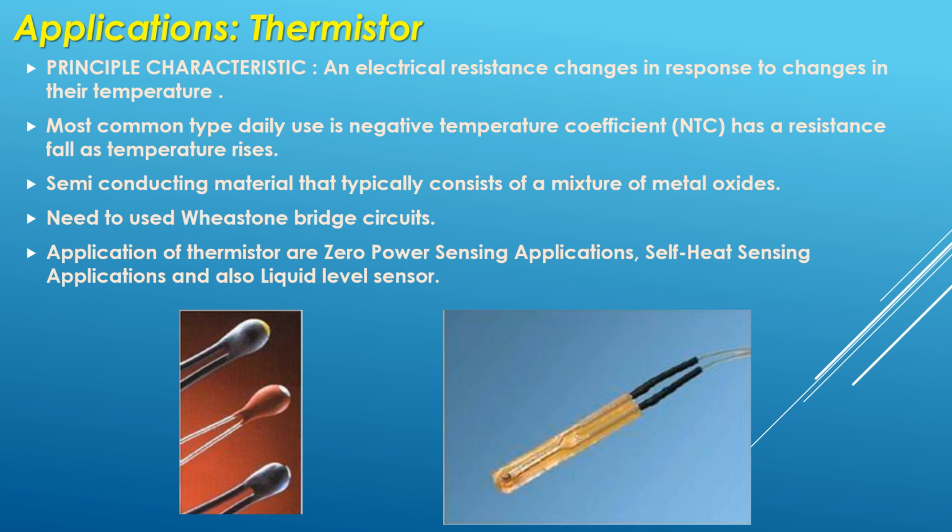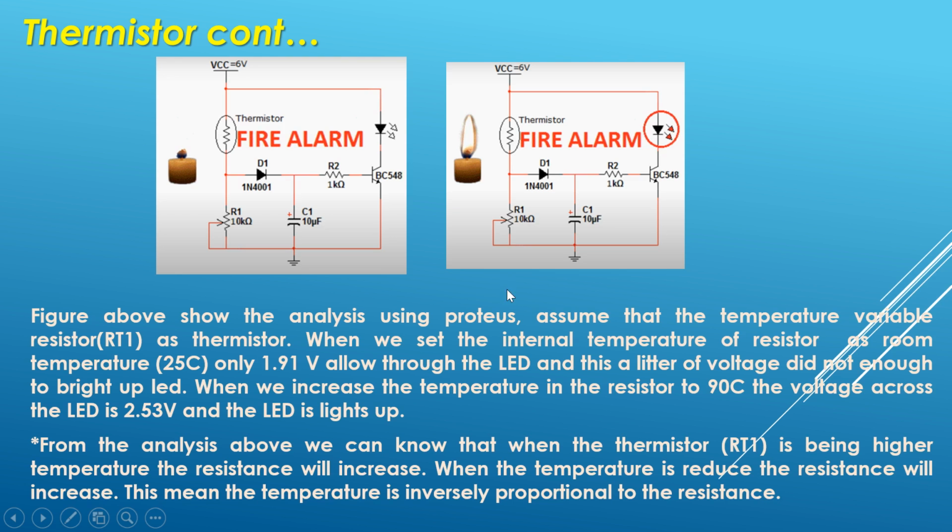Next, we need to use a Wheatstone bridge circuit, and this application also uses a Wheatstone bridge circuit to identify it. The applications of the thermistor are zero power sensing, self-heat sensing, and also liquid level sensing. And next, we can see that these two figures above show analysis using Proteus. Assume that the temperature variable resistance, this is RT1, is the thermistor.